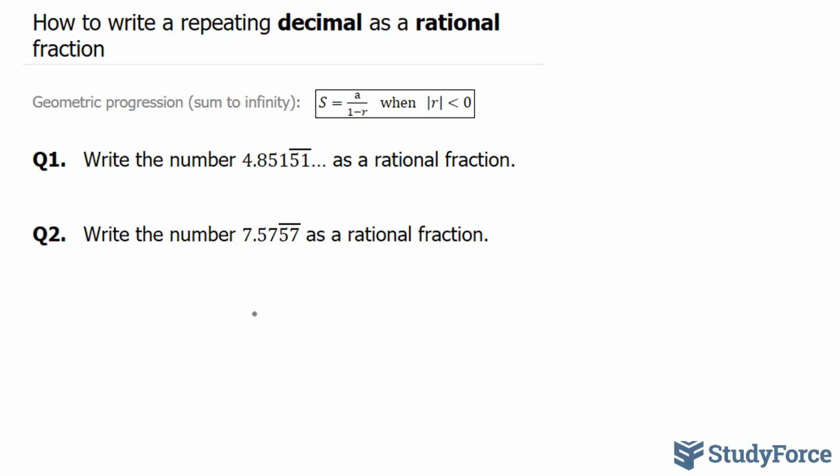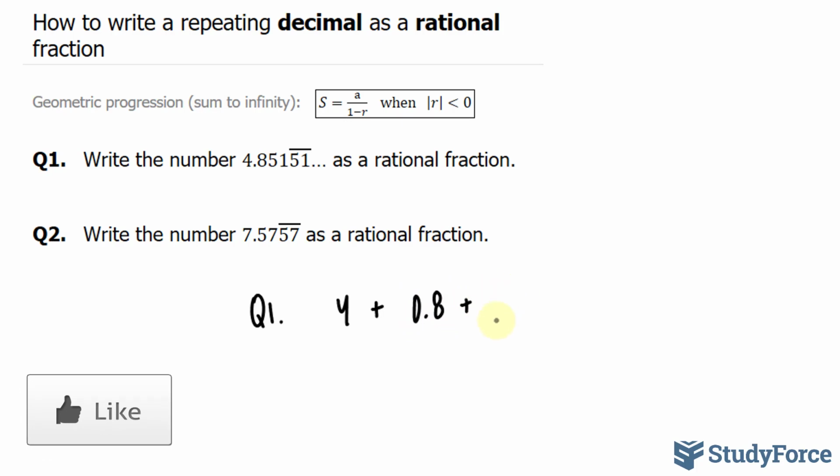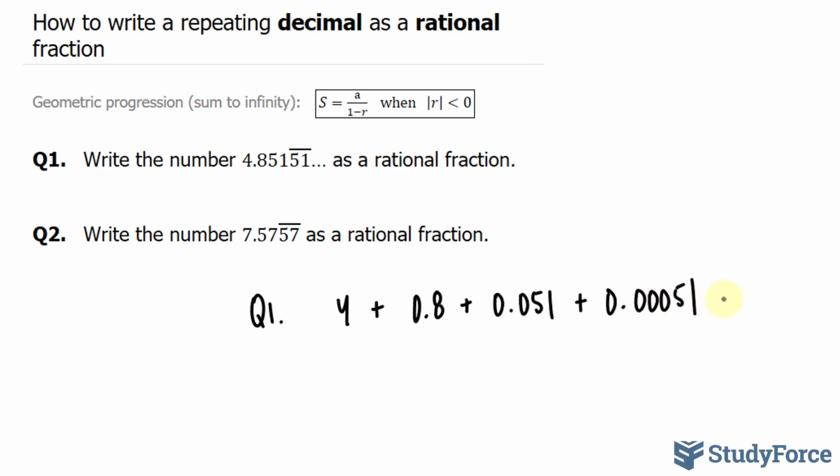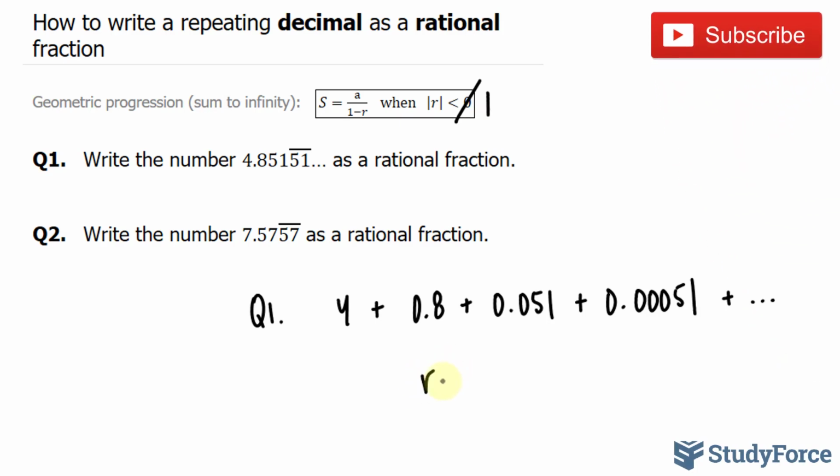So for question 1, we have 4 plus 0.8 plus 0.051, that's the first repeating portion, plus 0.00051, and so on. To model this as a fraction, I'll use this formula, and it's written incorrectly. This should be a 1, where r needs to be less than 1, and r represents your common ratio. Our common ratio here is the number that we multiply each of these terms by to get to the next.